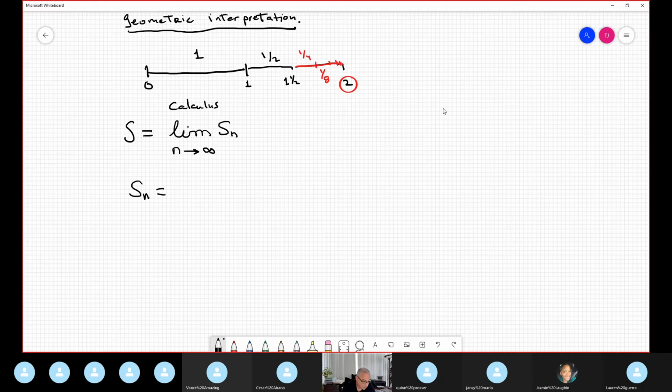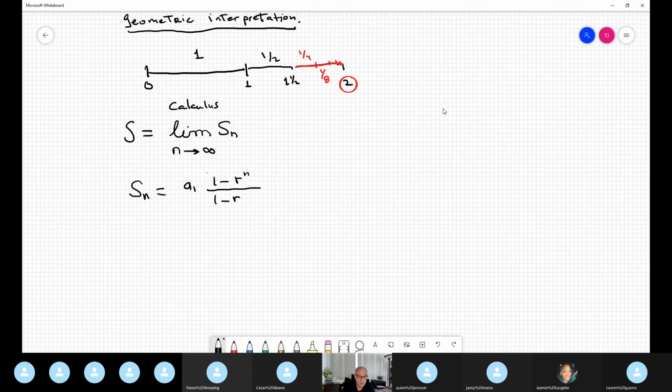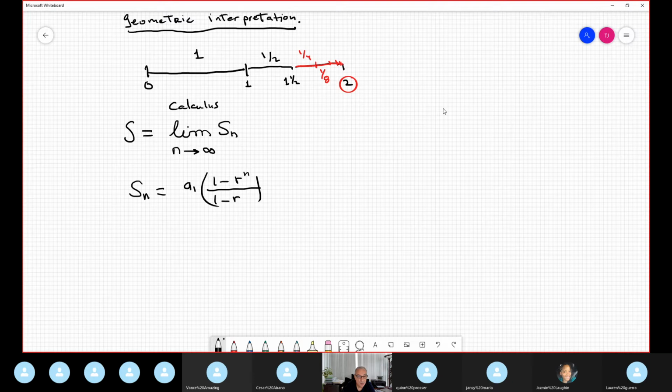So you have the formula for the a sub m. The formula for the a sub m is a1 times (1 minus r^m) over (1 minus r). This is the formula for the a sub m. I want to manipulate this formula in order to suppose that n is a huge number, because this is equivalent, and in calculus language we use limits.